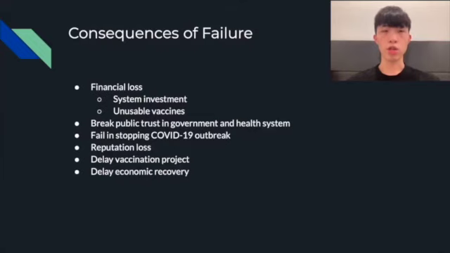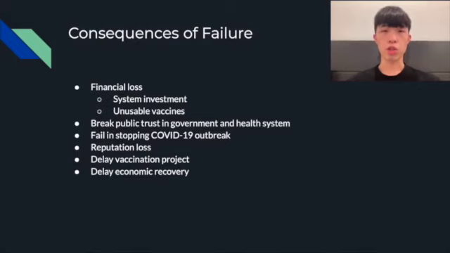Firstly, financial loss is possible due to money spent on the system development not returning sufficiently, or due to unusable vaccine since it might get overstocked, improperly stored, or expired. The waste of spending will make taxpayers lose confidence in government, as well as the general public. This will also break or damage the public's trust in the government's effort and the health system, and in turn fail to stop the outbreak of COVID-19.